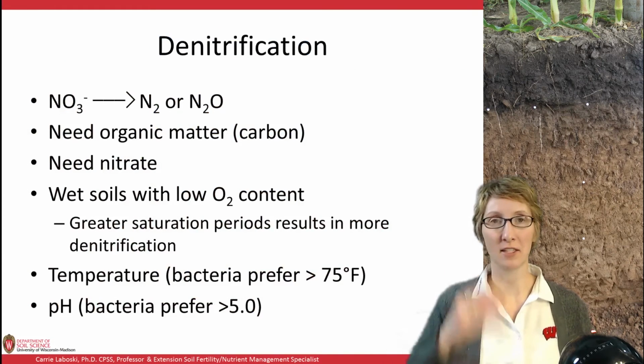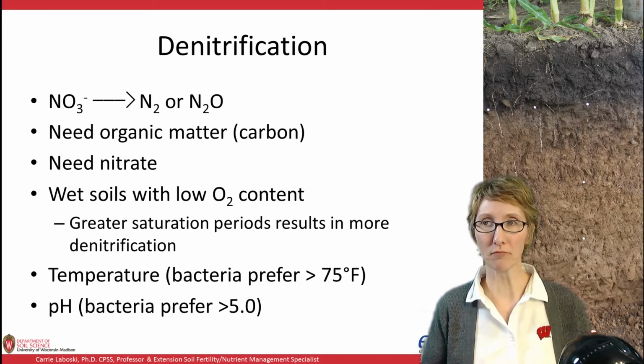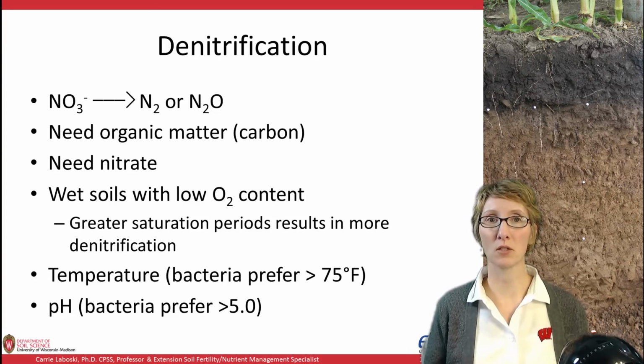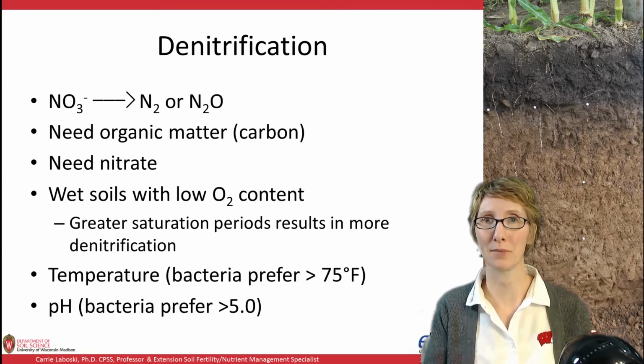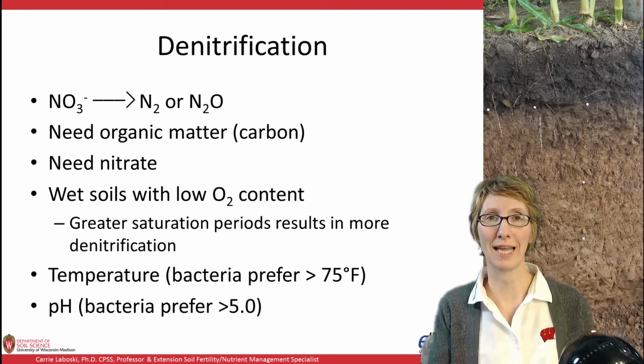So let's focus on this denitrification loss. This is the transformation of nitrate to N2 gas or nitrous oxide. Remember, nitrous oxide is a greenhouse gas. Now, in order for this process to occur, several things are necessary. First of all, you have to have organic matter, specifically a carbon source, okay? Because the bacteria in the soil will be using the carbon, the organic matter, they'll be breaking that down.